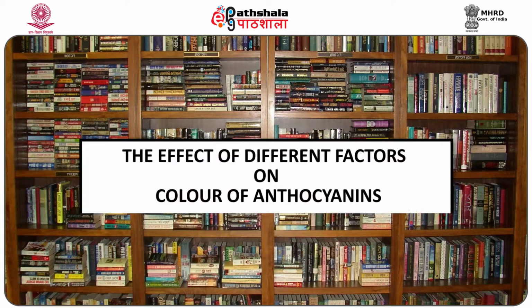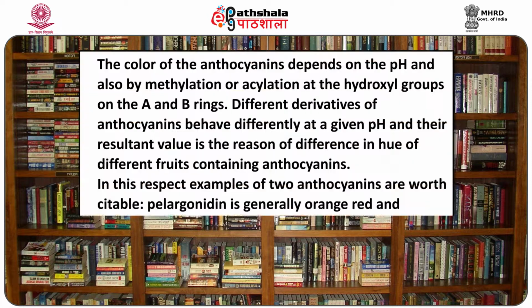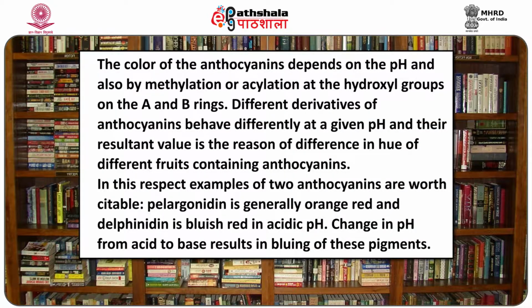Let us see the effect of different factors on color of anthocyanins. The color of anthocyanins depends on the pH and also on methylation or acylation of the hydroxyl groups on the A and B rings. Different derivatives of anthocyanins behave differently at a given pH and their resultant value is the result of difference in hue of different fruits containing anthocyanins. In this respect, examples of 2 anthocyanins are worth citing.